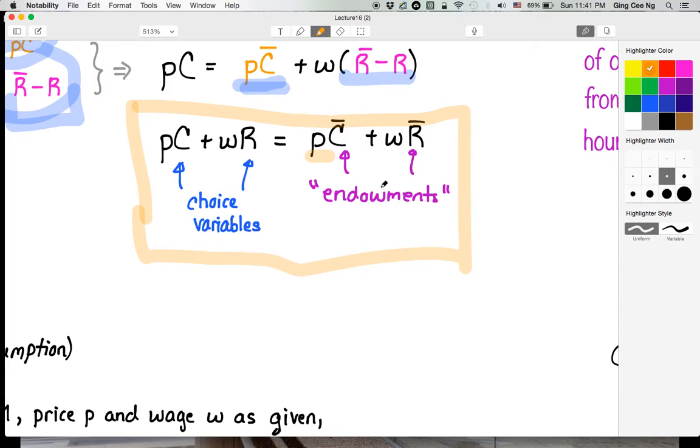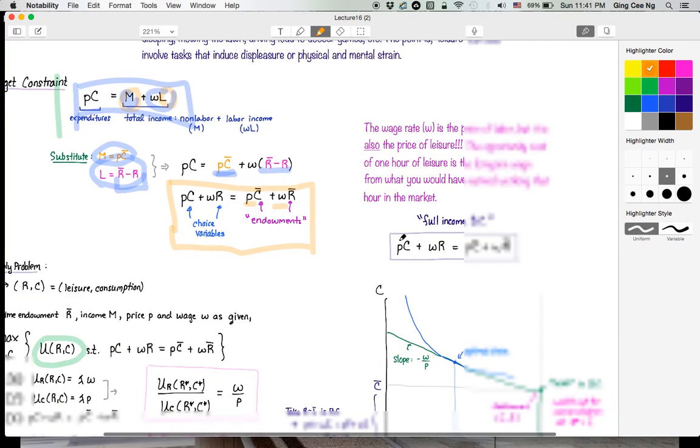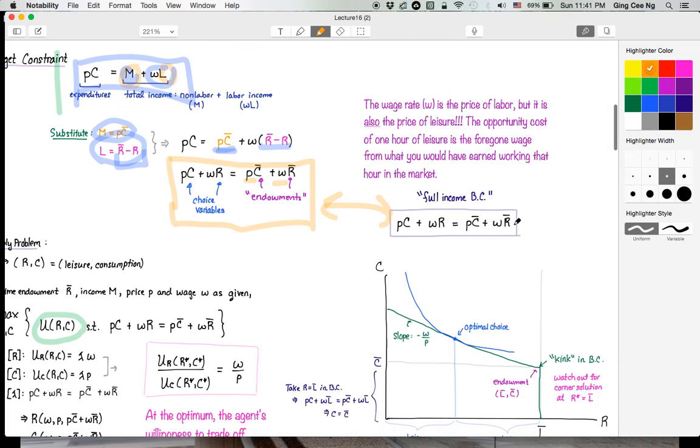And these endowments, I'm saying this in quotes, are multiplied by the prices of the two goods. So this budget constraint, these two are identical. This is what we call the full income budget constraint. This full part is taking into consideration your time endowment, or this labor choice. Okay?